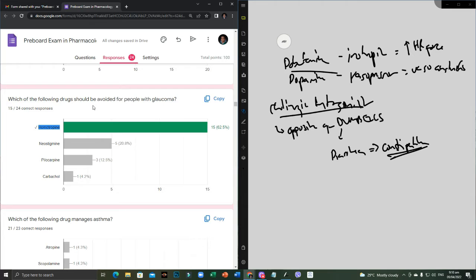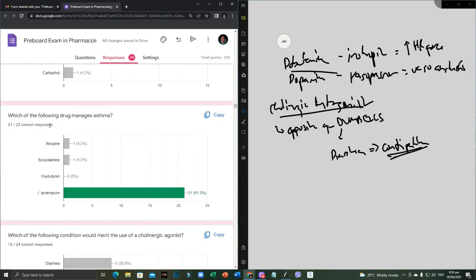Neostigmine, pilocarpine, carbachol, these are all cholinergic agonists, which can be used for patients with glaucoma. Then homatropine, class, it's a cholinergic antagonist.